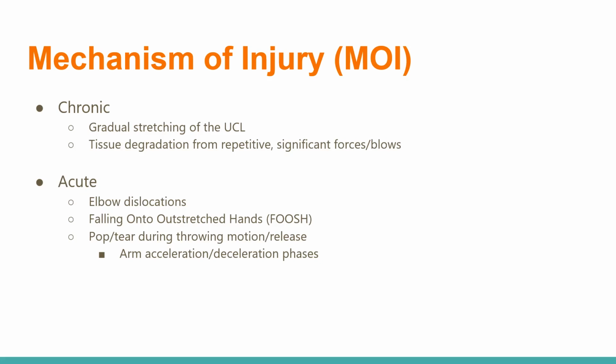The mechanism of injury, chronic-wise, includes gradual stretching of the ulnar collateral ligament, and tissue degradation from repetitive significant forces and blows. Acute mechanisms of injury include elbow dislocations, falling on an outstretched hand, and a pop or tear during the throwing motion and release, such as during arm acceleration or deceleration.